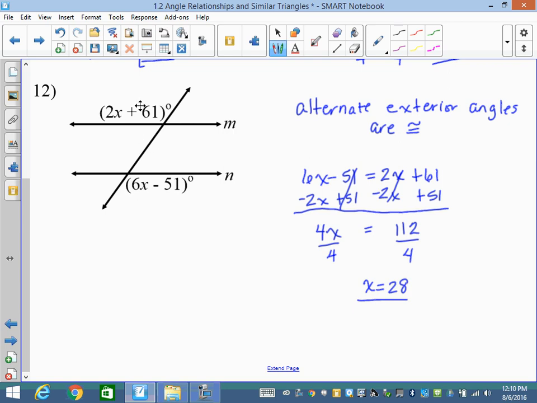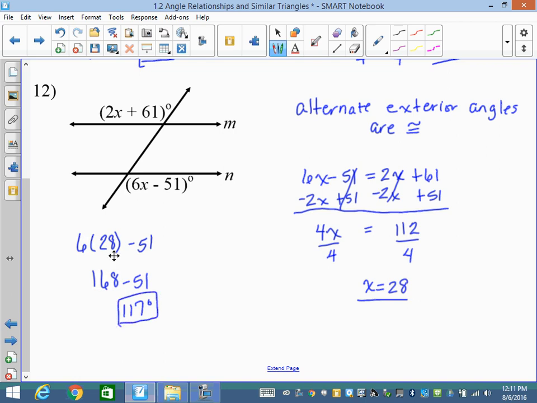We're looking for the values of these angles. And since they are the same, they're congruent, we know that their measures must be the same. So all we have to do is one, you double check using the other. So I have 6 times 28 minus 51, and 6 times 28 is 168 minus 51. So subtract the 51, and we get 117 degrees. There is the measure of our two angles.